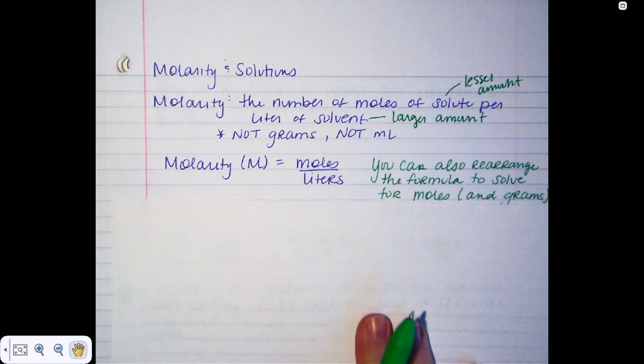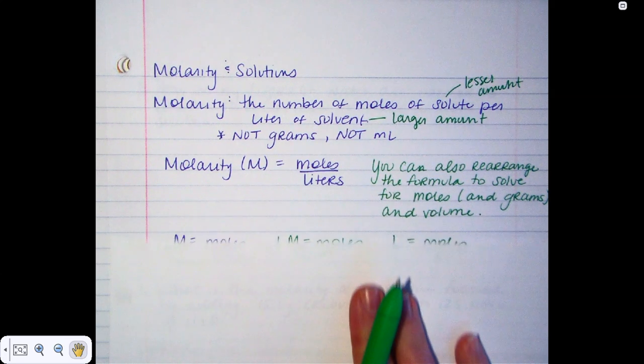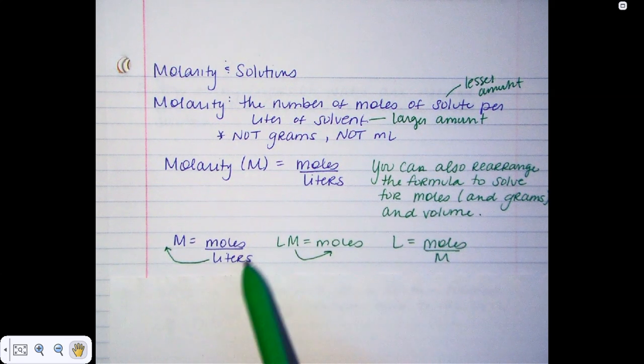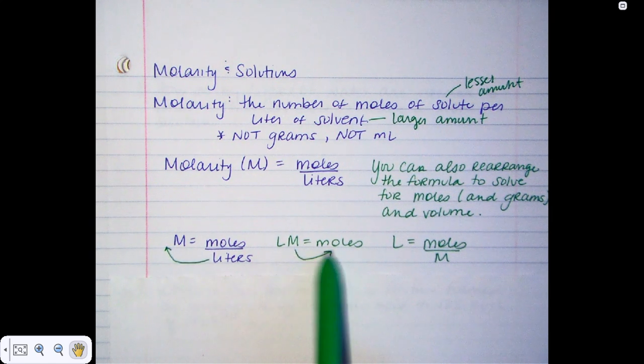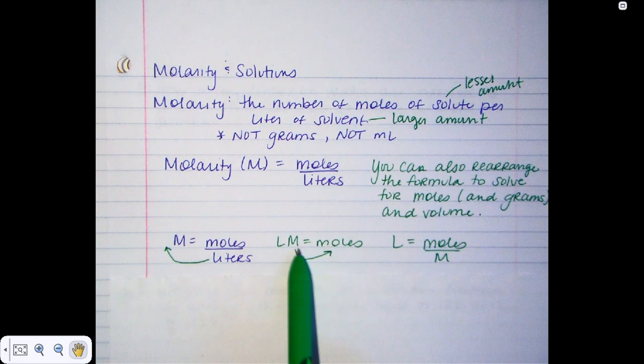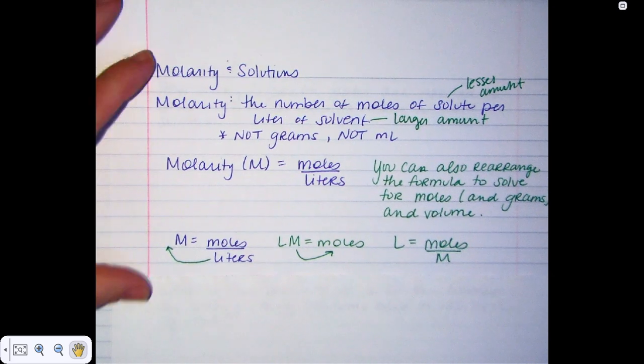And you can also rearrange the formula to solve for moles, which would allow you to then also solve for grams and volume. It's just like any other three variable equation, kind of similar to what we saw with the density formula. So if I wanted to solve for moles, I would multiply across by my liters. So liters times molarity would equal moles. And if I wanted to then solve for liters, I could divide my moles by my molarity to solve for liters. So I need to be able to manipulate my three variable equation.